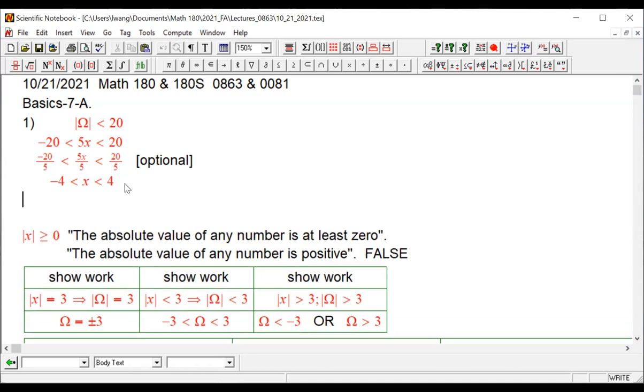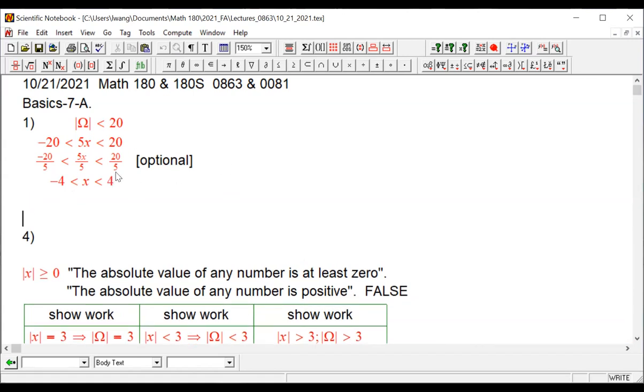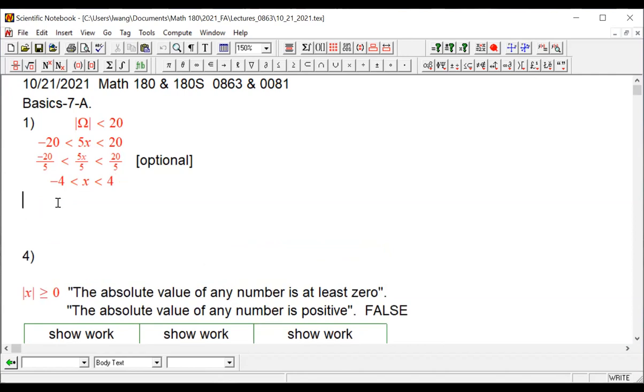All right, let's look at another example. Number 4. Oh, I want to show you that there's another way to do number 1. Right? You have 5x here. You could have done it this way.